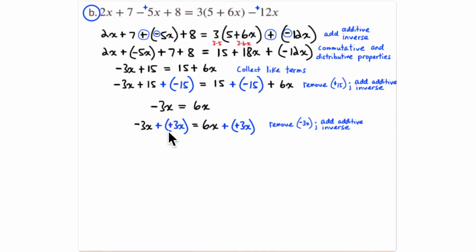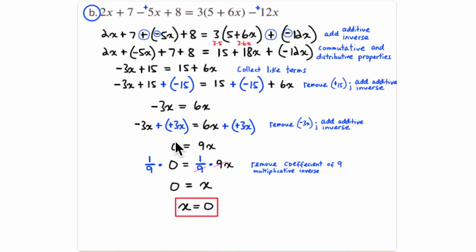this negative 3x. So this becomes 0 on this side, and that is equal to 9x. Get rid of the 9 as the coefficient by multiplying by 1/9. Once again, I want to look at 1/9 of 9 things. That means I'm going to look at one thing. I'm going to see the value of one thing as 1/9 of 0. 1/9 of 0 is 0. And so x equals 0.